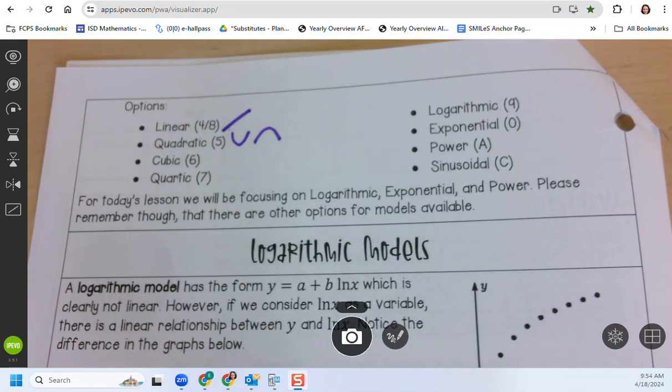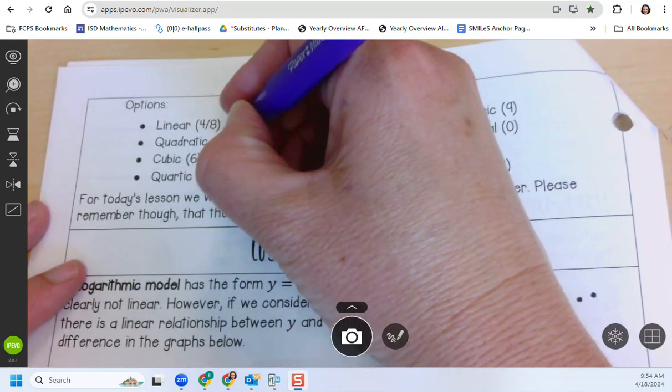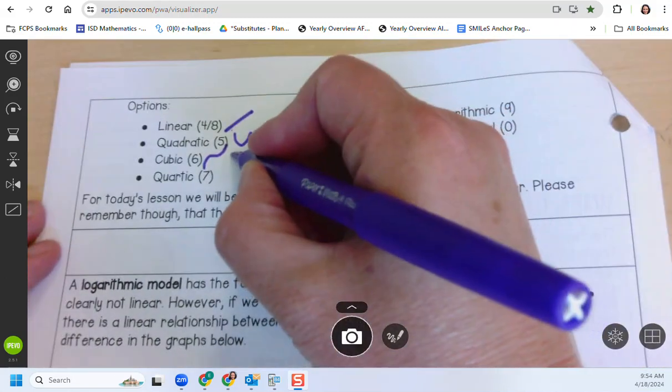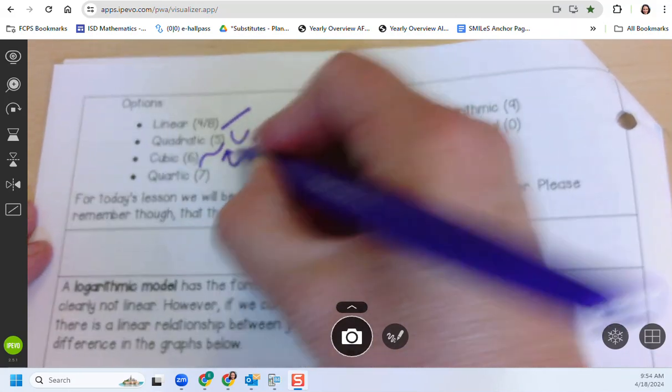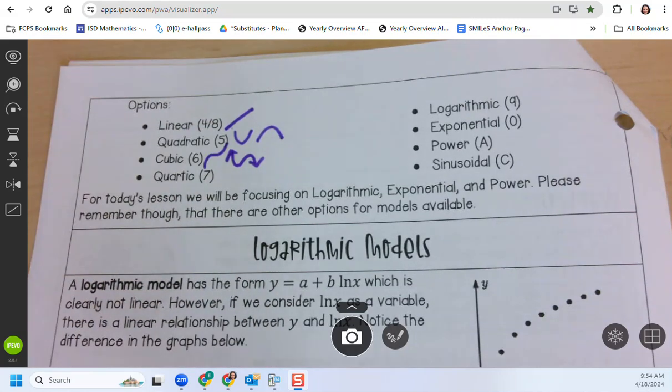Cubic, it can look a couple different ways. One way it can look is just to have one little turn in it like that, or another way it can look is like that. So a cubic could have up to 2 turns in it. It could have 0 turns or it could have 2 turns.